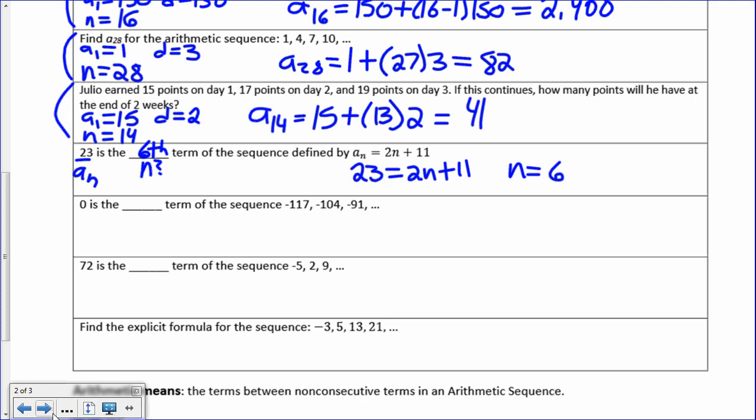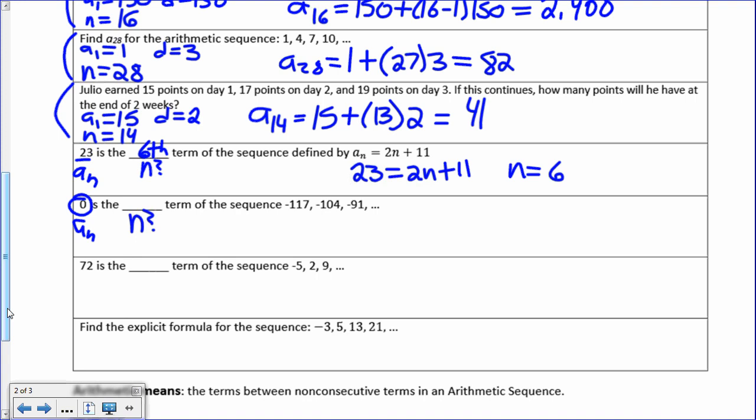Same kind of question here, but instead of giving us the formula, they're giving us the start of the sequence instead. So 0 is the blank term of the sequence. What are we looking for? What do they want us to find? N. We're still trying to find what term is 0. How far do I have to go in the sequence until I get to 0? That's what n represents. What does 0 represent? That's a sub n, our last term that we're going up to, so it serves the purpose of the last term, the a sub n.